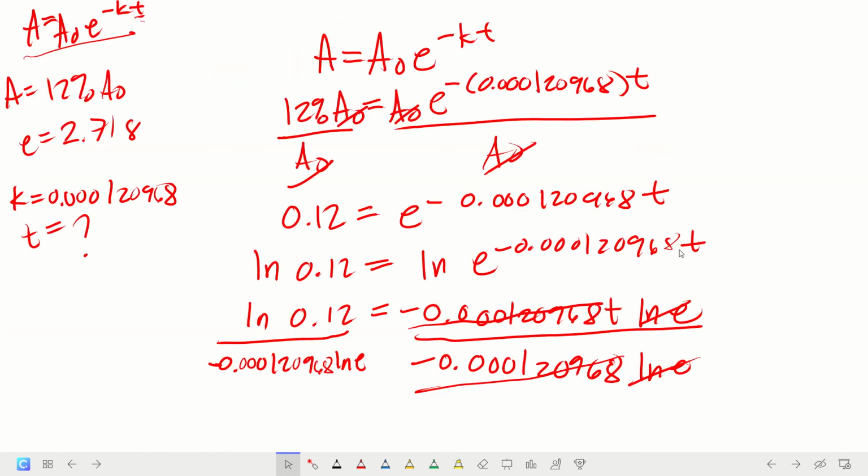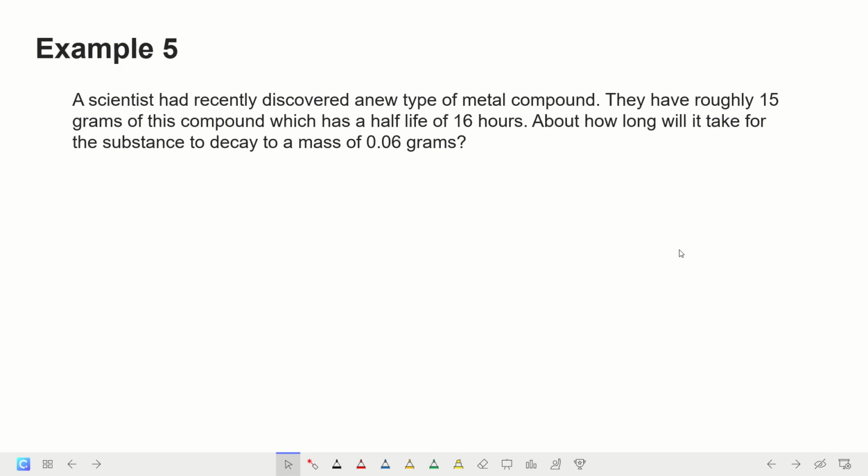So, last example. Our last example, a scientist had recently discovered a new type of metal compound. So, they have roughly 15 grams of this compound, which has a half-life of 16 hours. About how long will it take for the substance to decay to a mass of 0.06 grams?